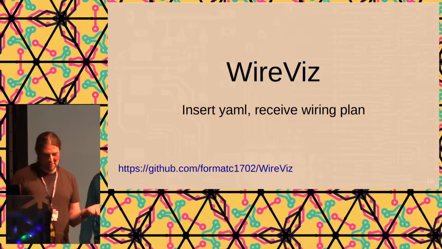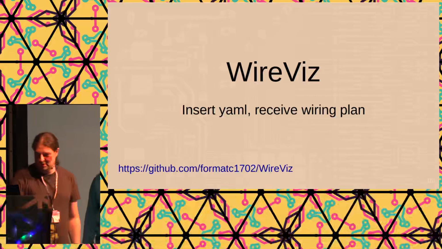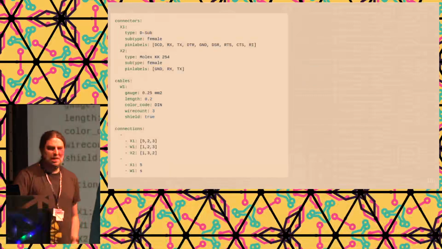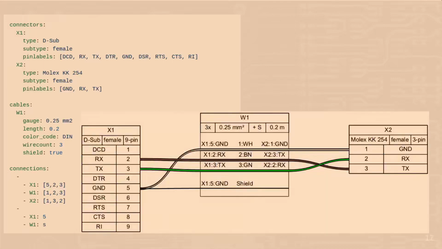And in a similar way that we've seen with the footprint generator, you can type in how your wiring harness should look like. So in this example, we have 2 connectors at the top. Then we define 1 cable between those connectors. And the third block at the bottom is how those are connected. We run that through the generator and get a visualization like this.